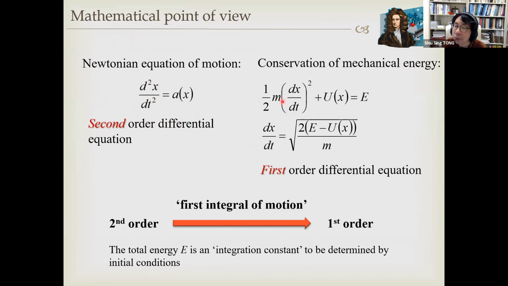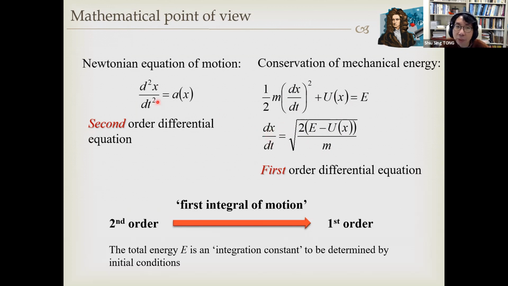How about the conservation of mechanical energy? For conservation of mechanical energy, you have (1/2)mv² + U(x) = E, the total energy. U is the potential energy, and v is just dx/dt, is that right? And we have solved this, the v, before. The v can be solved from this equation. The v can be found as the square root of 2(E − U)/m, right? You may have a plus sign or minus sign, due to the direction, but that doesn't matter, okay?